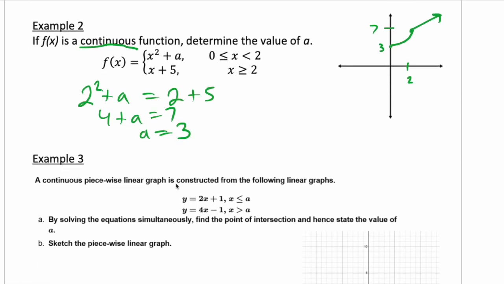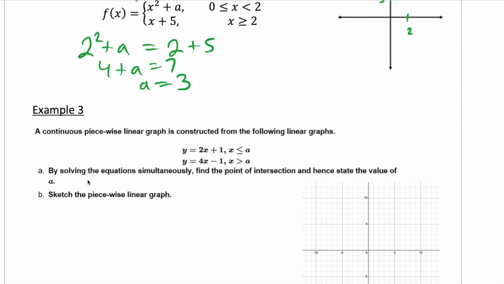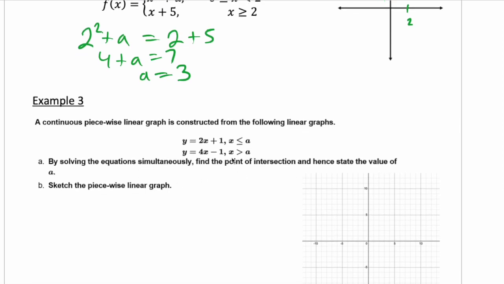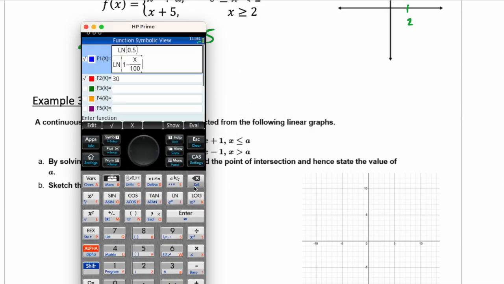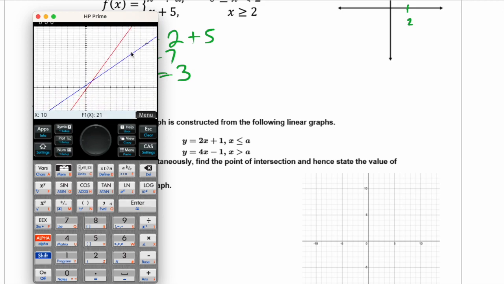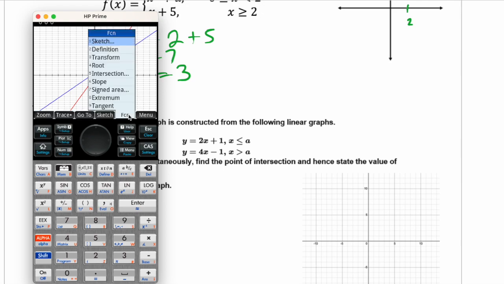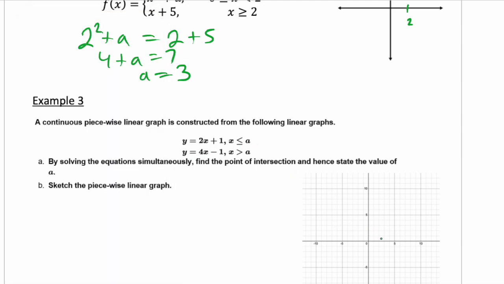A continuous piecewise linear graph is constructed with the following equations. By solving the equations simultaneously, find the point of intersection and hence state the value of a. Okay, so we set those equal to each other. Let's graph them and find the point of intersection. We'll go to our functions app here. We'll graph 2x plus 1 and 4x minus 1. Okay, let's plot that, and we can find the point of intersection. It's (1, 3).